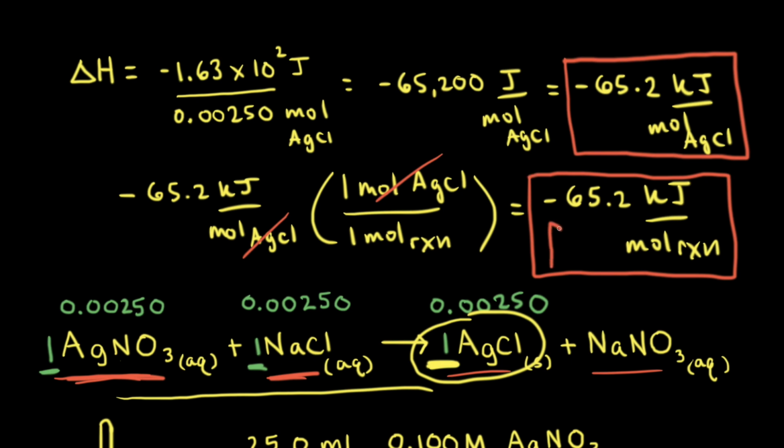Finally, the negative sign means that we have an exothermic reaction. The reaction gave off energy. And this value, when you do a constant pressure calorimetry experiment, is often a little bit lower than the actual value, because in reality there's not always a perfect transfer of heat from the reaction to the water. Often some of the energy is lost to the environment.